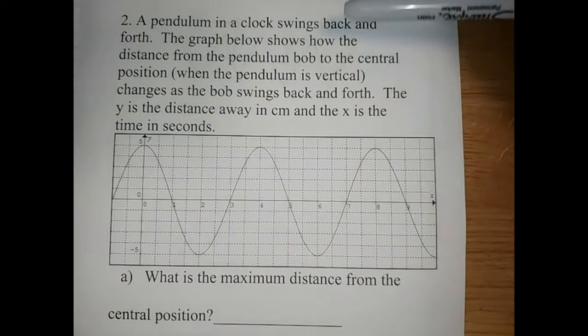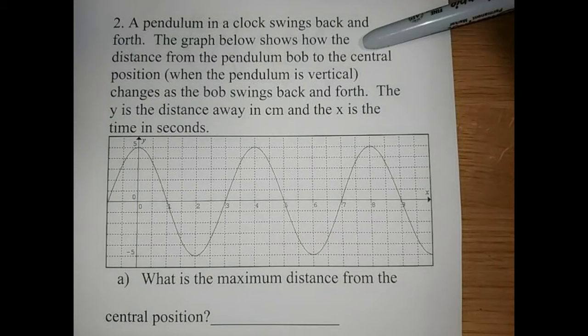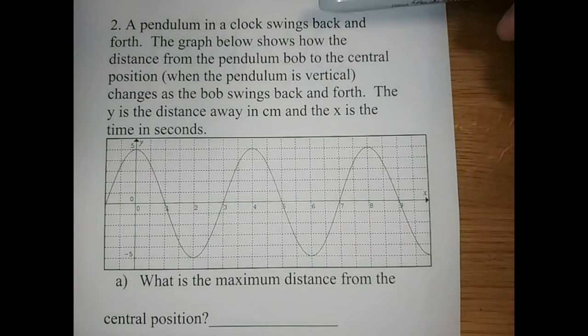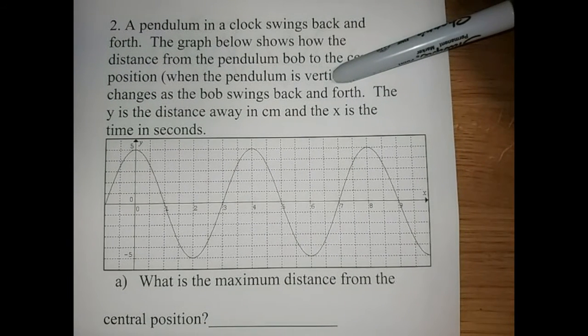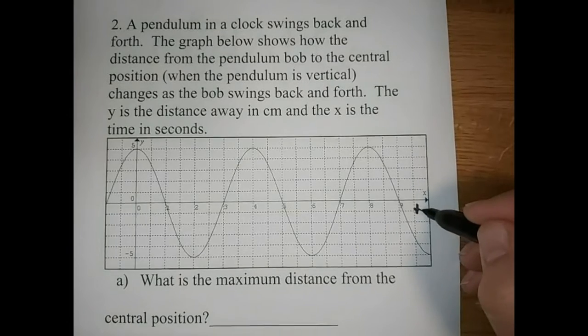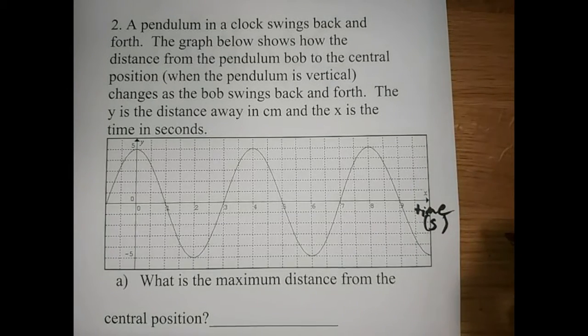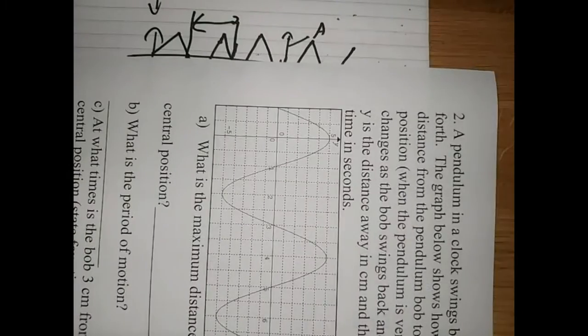Okay, the graph below shows how the distance from the pendulum bob to the center position when the pendulum is vertical changes as the bob swings back and forth. The y is the distance away in centimeters, and the x is the time in seconds. So let's just add that in here. This is the time here in seconds. And over here, the distance away, I'm just going to write it this way.